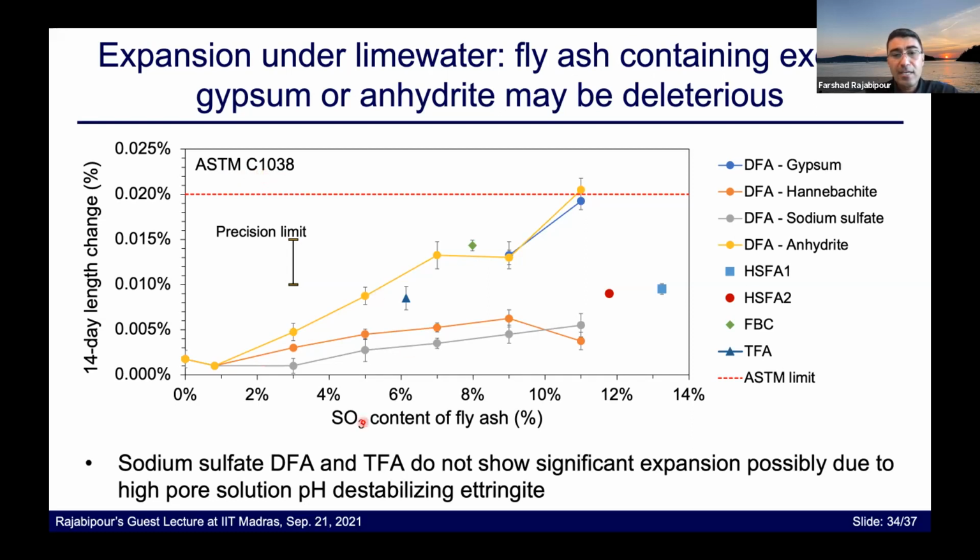And here we see, as a function of the SO3 content, the expansion; the failure threshold is 0.02%. And we see that in the case of anhydrite or gypsum contaminated fly ash, at very high dosages of about 11%, there is a risk of deleterious reaction, or we're going to cross the threshold, but everything else is staying within the safe and innocuous limits.